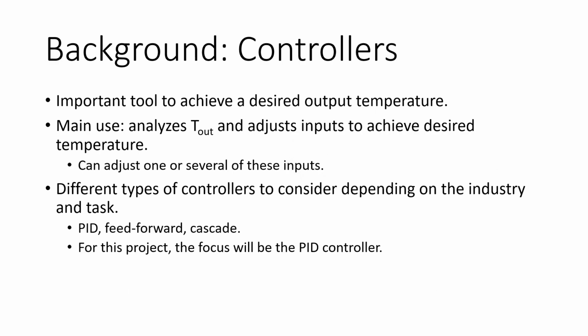Controls are important tools to help an outlet fluid achieve a desired output temperature. This is done by analyzing the current output temperature and adjusting the inputs in order to get closer to the desired output temperature. Different types of controls are considered depending on the industry and task, including the PID, the feed-forward, and the cascade. For this project, we'll focus on the PID as well as the PI to analyze and compare the effectiveness of each type of controller.